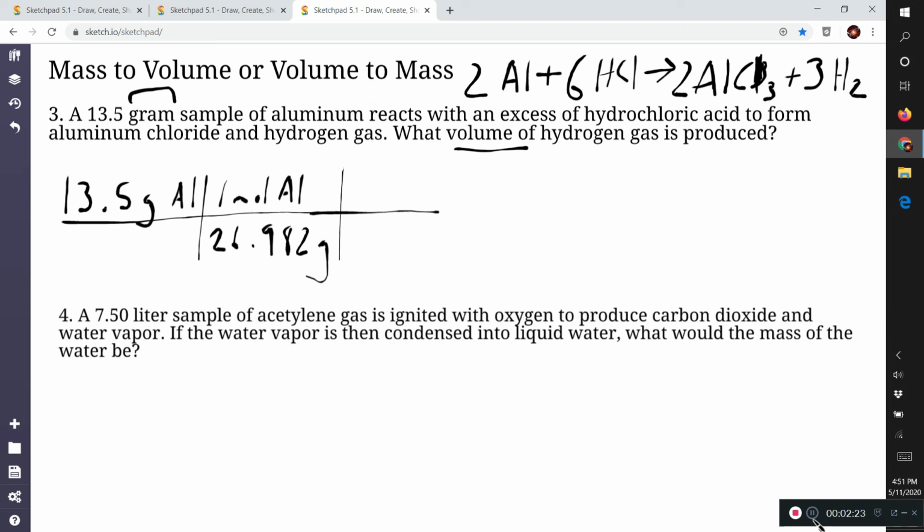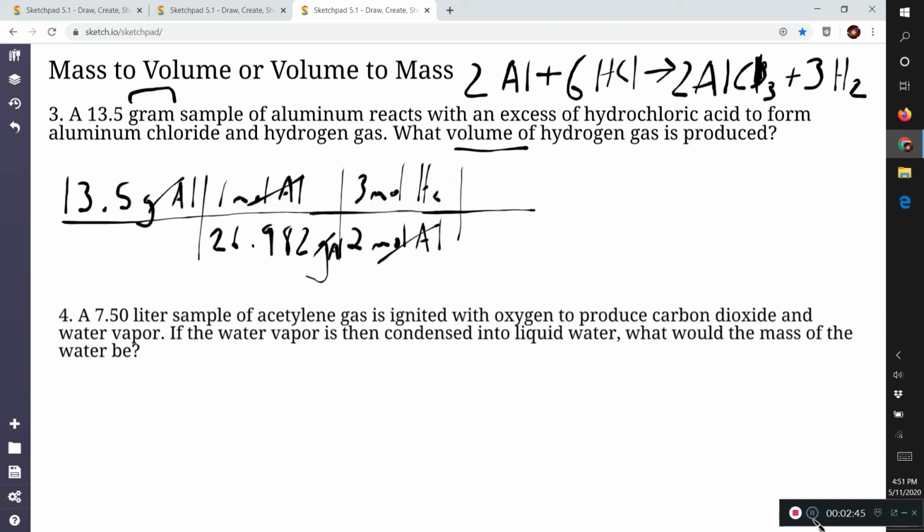And that's just the mass number off the periodic table. So now we want to go from moles of aluminum, because we've canceled out our grams here. That should be Al. Moles to moles, from moles of aluminum to moles of hydrogen gas. So we use our worked out formula. It says 2 moles of aluminum will make 3 moles of H2.